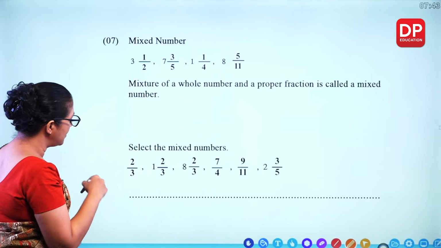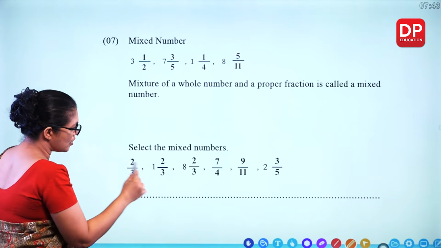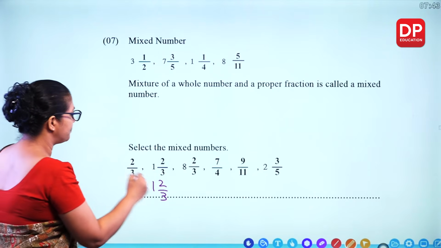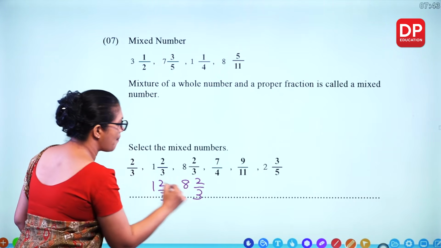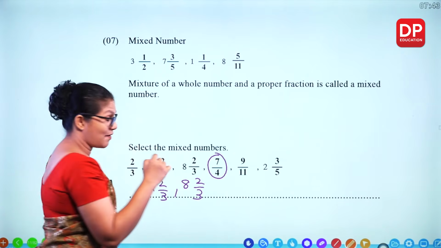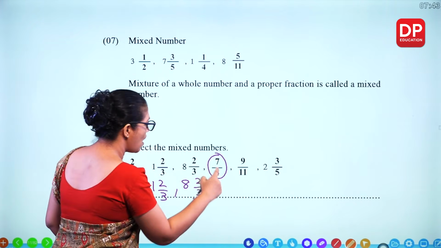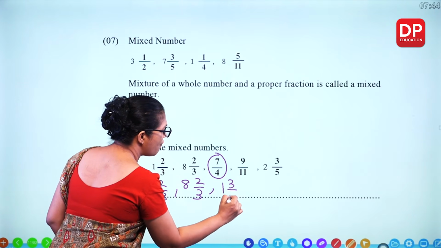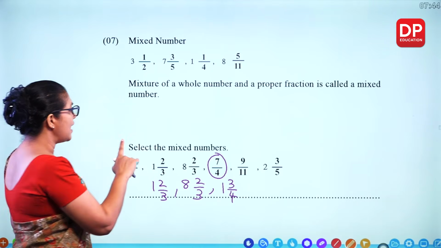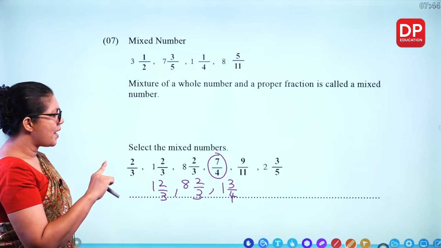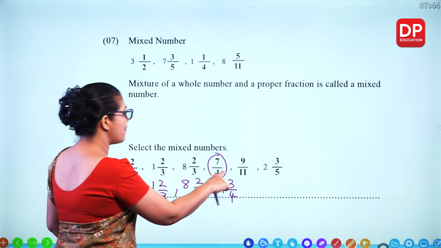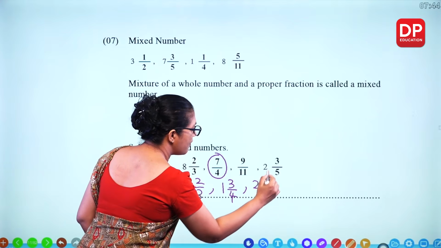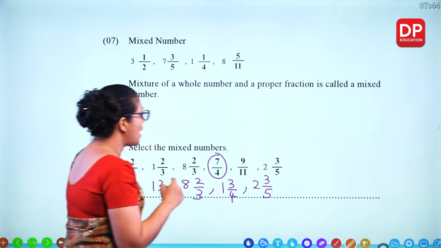Select the mixed numbers. 2 over 3 is a proper fraction. Here you get 1 and 2/3, so this is a mixed number. 8 and 2/3 is a mixed number. What about this one? 7 over 4 you can write as 1 and 3 over 4, so that's a mixed number, a whole number and a proper fraction. 9 over 11 is a proper fraction, and you can write 2 and 3/5 as a mixed number.